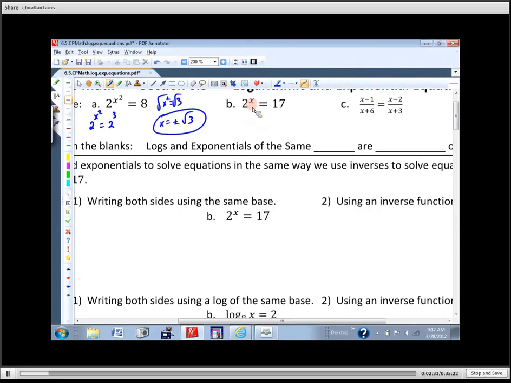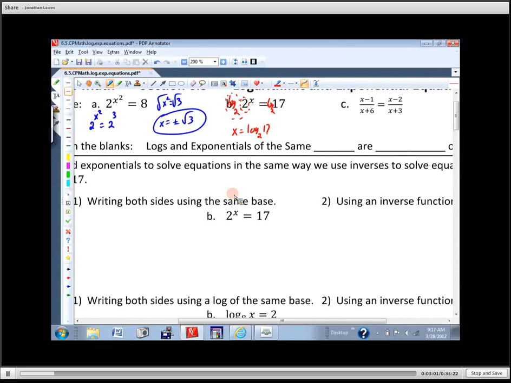One way you can do this is you can get rid of the exponential base 2 by undoing that, by taking the log base 2 of both sides. So if I do log base 2 of this side and log base 2 of this side, what does this function do to this function? It undoes it. It gets the exponent down where we can work with it. So x is equal to log base 2 of 17. Now that's the exact answer. If you wanted a decimal for that, you'd have to plug that into your calculator using the change of base formula. Okay?